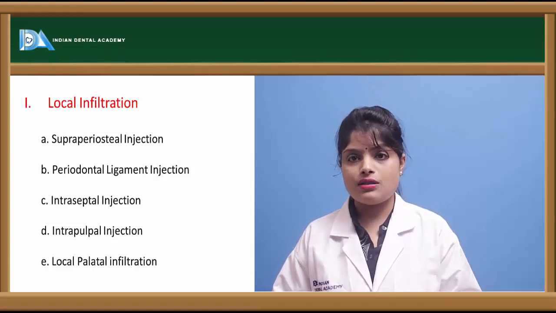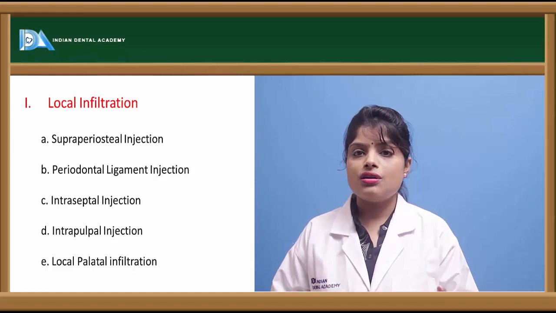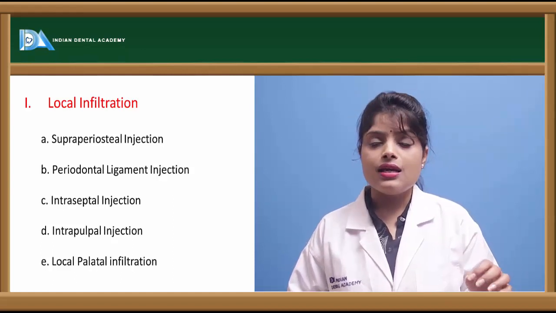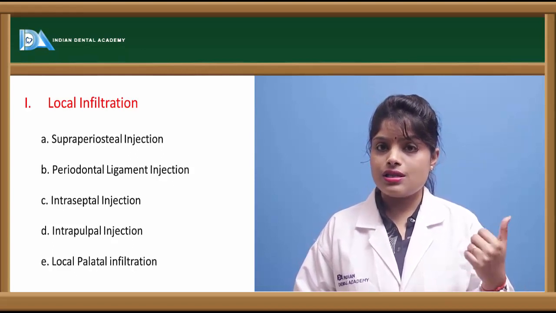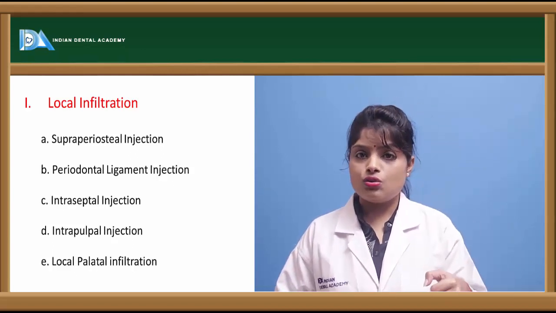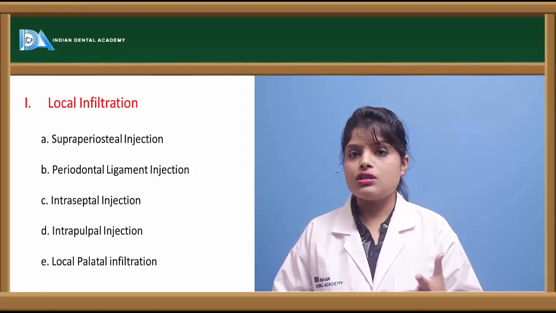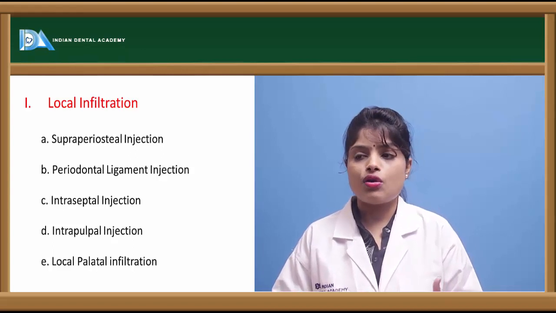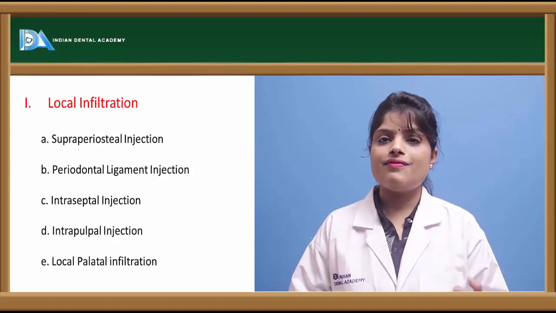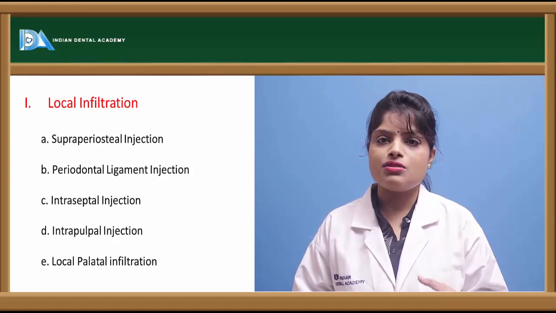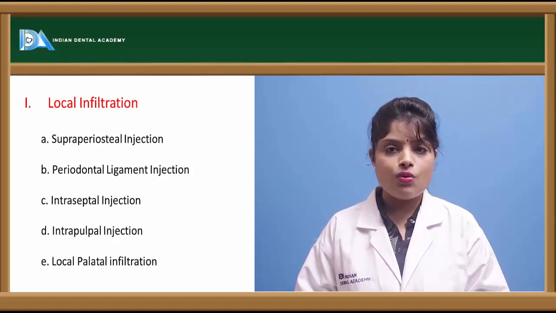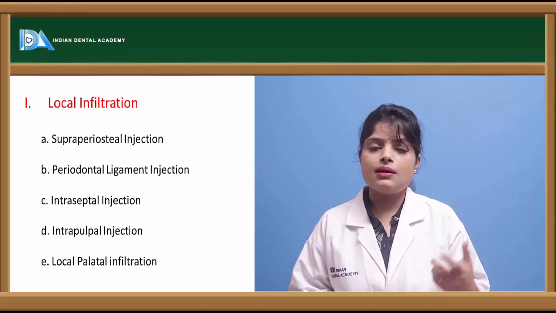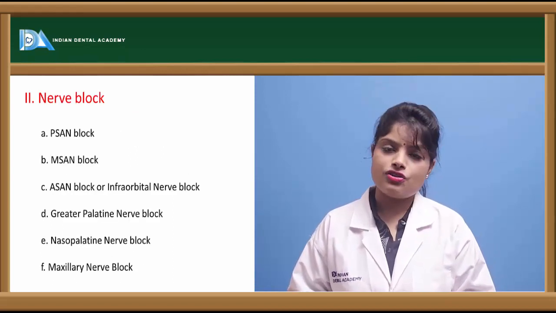This injection is generally given when other methods fail. Then there is the intraligamentary injection, where the local anesthetic solution is injected directly into the periodontal ligament. This will prevent the conduction of the nerve impulse to the periodontal ligament. Then there is the intraseptal injection, which is given inside the interradicular septum. It is generally given at the time of extractions.